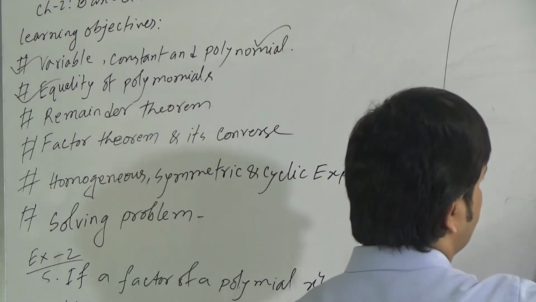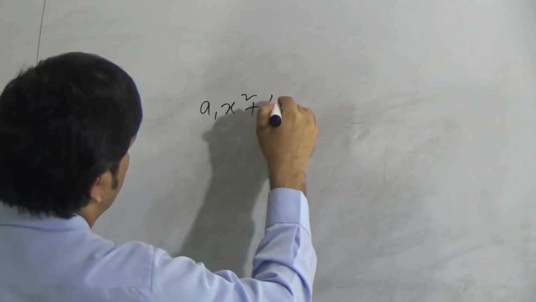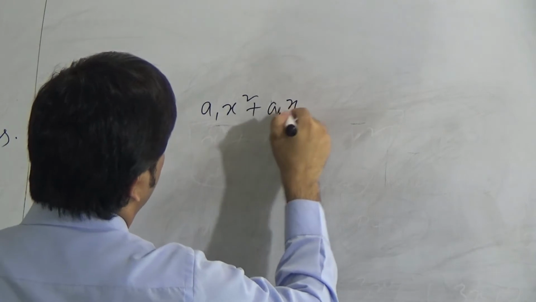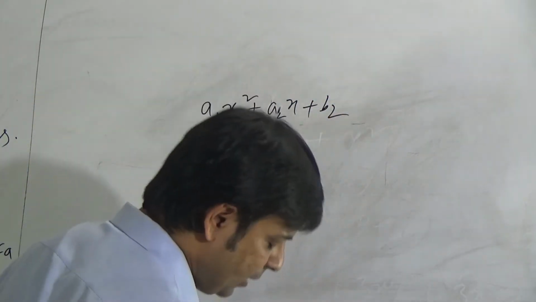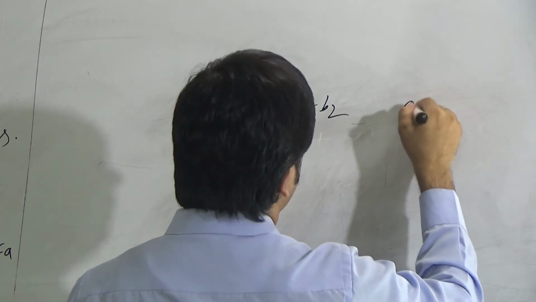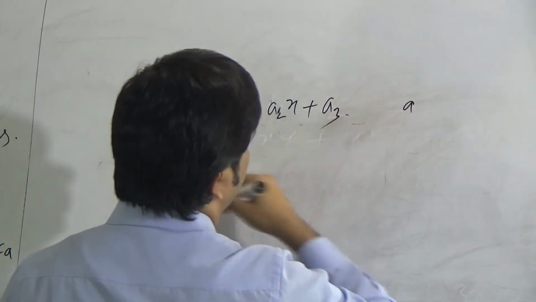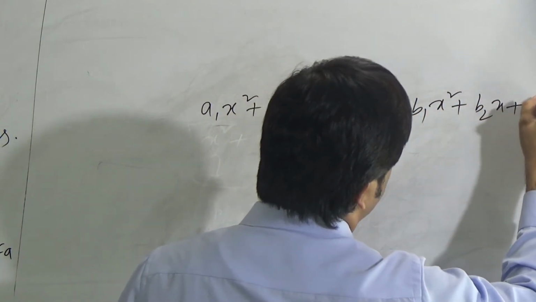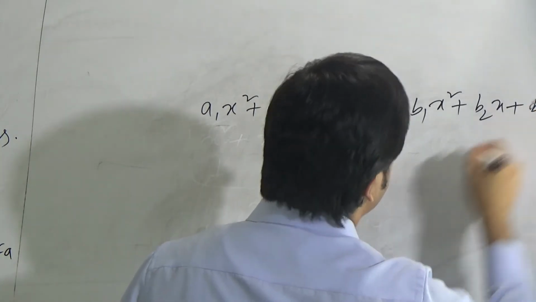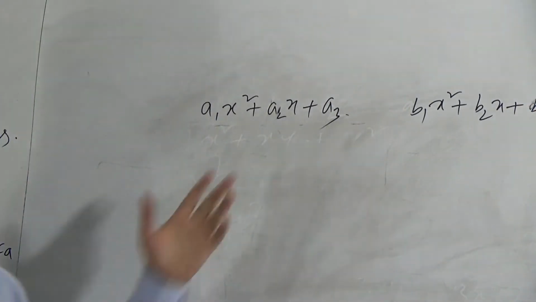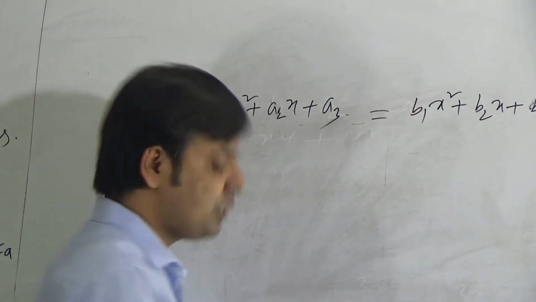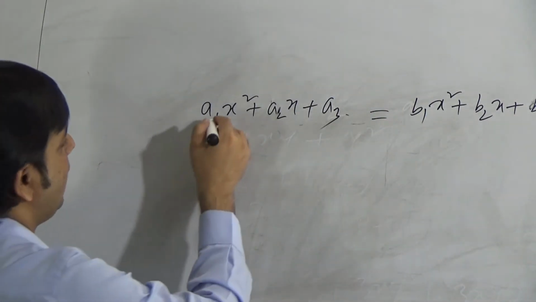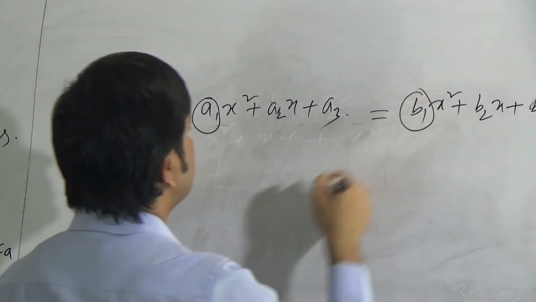Now we will discuss equality of polynomials. Dear students, if I write a polynomial a1 x square plus a2 x plus a3, this is a polynomial, and I am writing another polynomial here, suppose b1 x square plus b2 x plus b3. This is another polynomial. These two polynomials are said to be equal if the coefficients of the similar terms are equal.